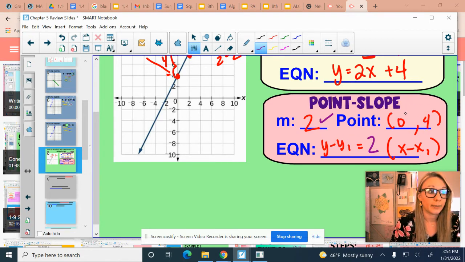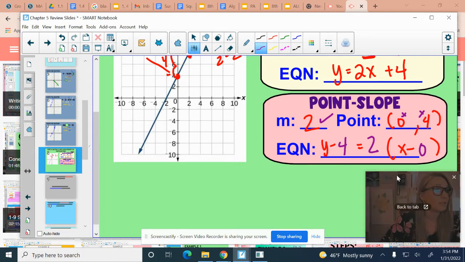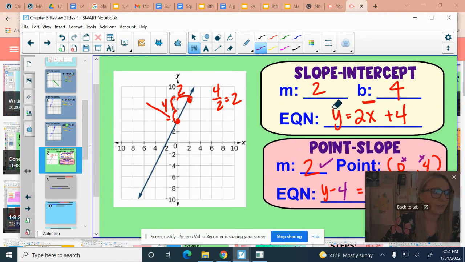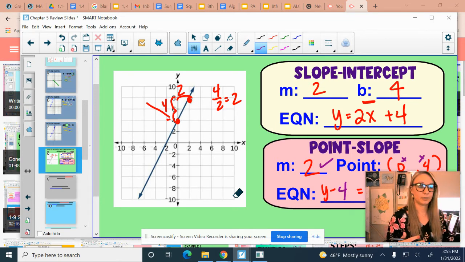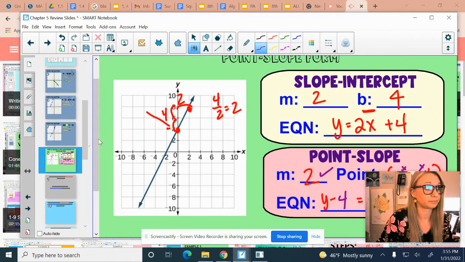Now looking at our coordinate pair, remember this is x, this is y. I'm going to take out y1, plug in 4, take out x1 and plug in a 0. And you are done. So it doesn't really matter when you're looking at a graph. If you need to put it in both slope intercept and point slope, there's no rhyme or reason, there's no order. I would do slope-intercept first, carry down your slope, and then plug in a coordinate pair.